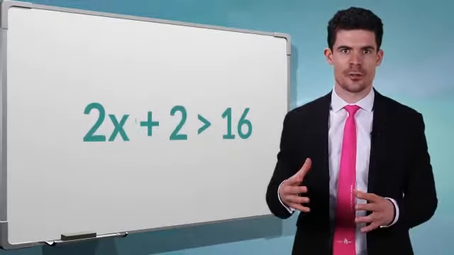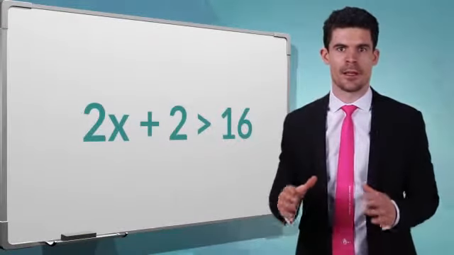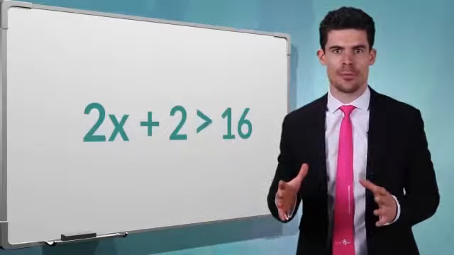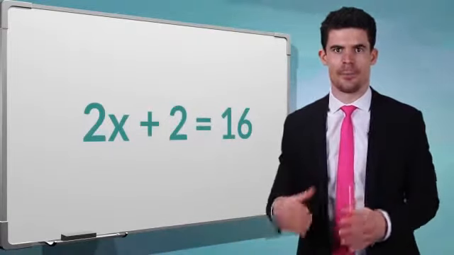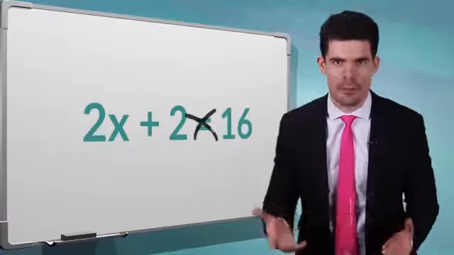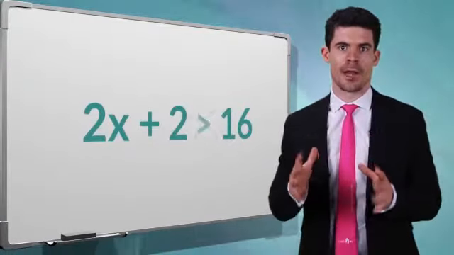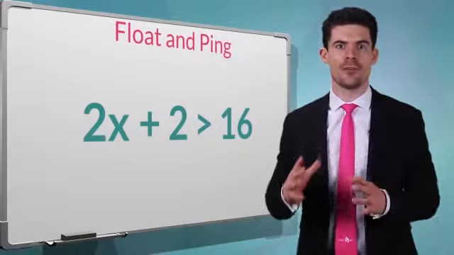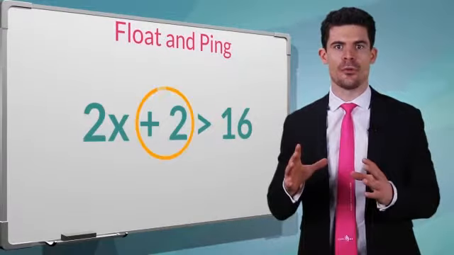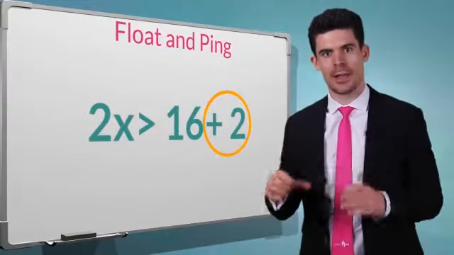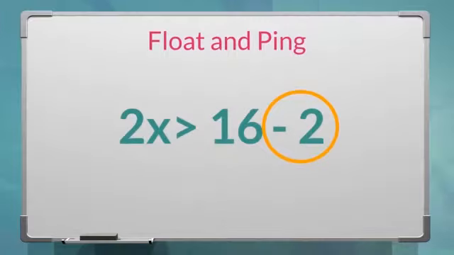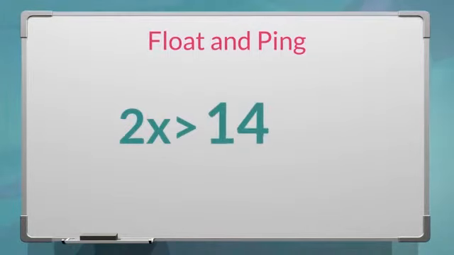2x plus 2 is more than 16. Now, don't worry about the inequality symbol in the middle. Just make sure you don't change it to an equal sign. Do this and you will be throwing marks in the bin. Now, first we need to float across the +2. We circle this and float it over to the other side. Once it makes it to the other side, it pings to a -2. 2x is more than 16 minus 2, which becomes 2x is more than 14.